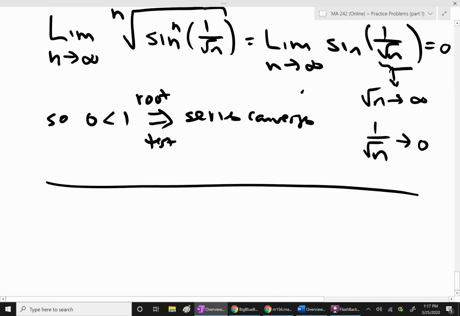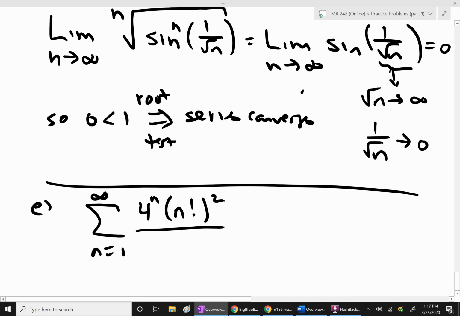Okay. All right, let's sally forth. Look at our next problem. We want to look at the convergence of the infinite series from n equals 1 to infinity of 4n times n factorial squared over 2n factorial.